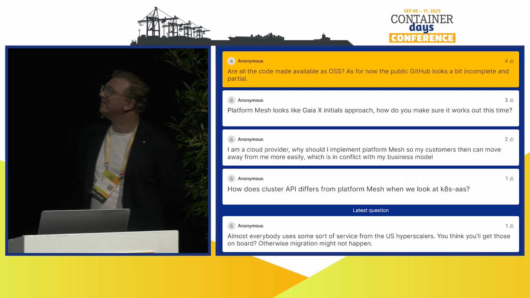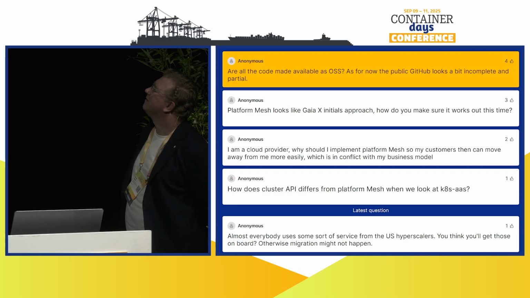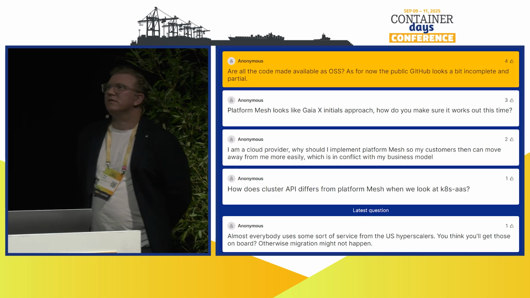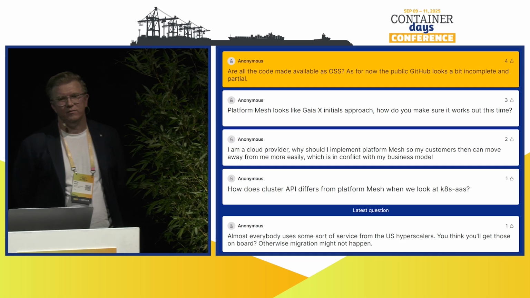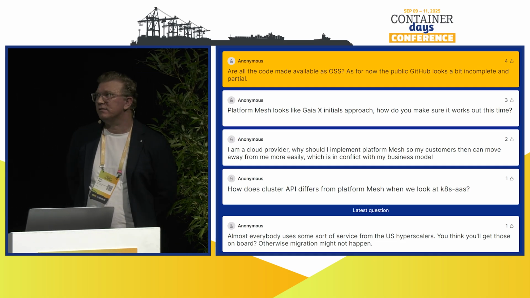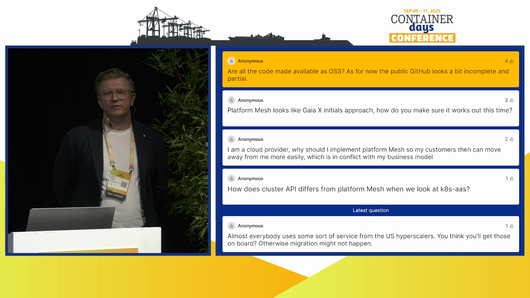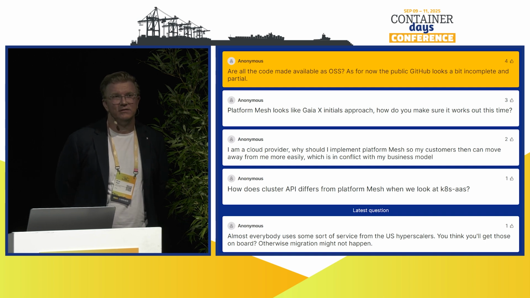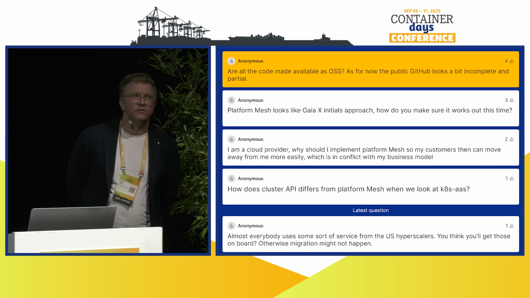The first one: is all the code made available as open source? As of now, the public GitHub looks a bit incomplete and partial. Yes, so the public GitHub is in the process of making those examples that we've just created, like the one with the HB bin, available. We're trying to also build documentation around it, and the documentation takes a little bit of time, but it is something that is coming. Yes, it's very much on our agenda as well.